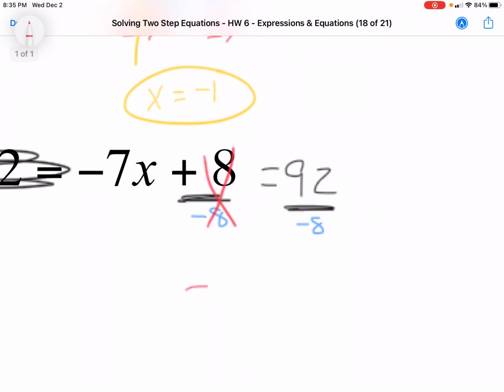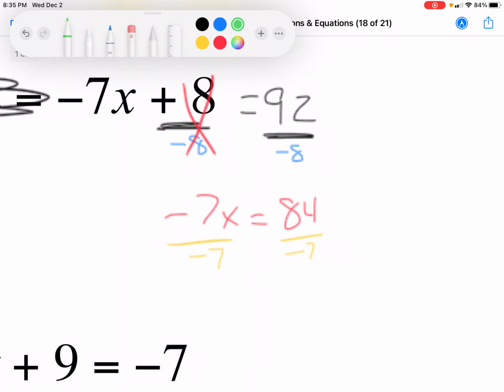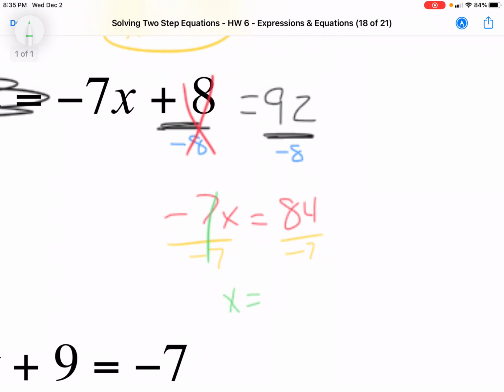You're left with negative 7x equals 84, I believe. Then you're going to divide by negative 7. Again, that is negative 7 times x, so it's multiplication, so the opposite is division. You divide by the negative 7 on both sides, and you're going to be left with x equals negative 12, I believe.